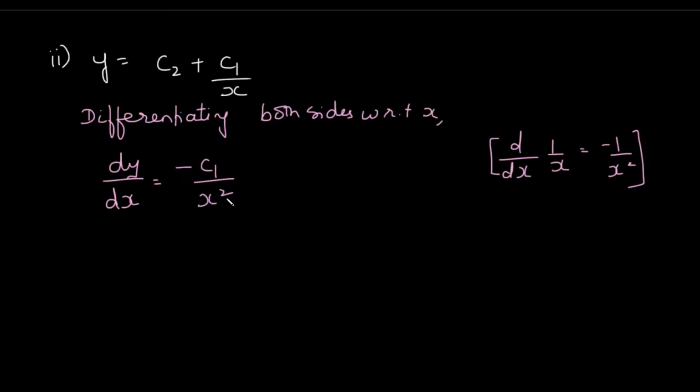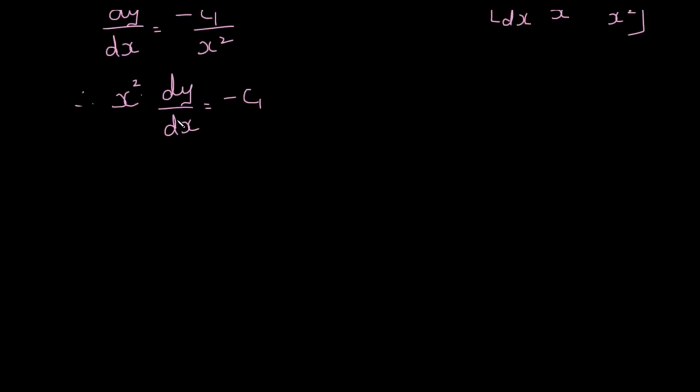Now to simplify it further, let us bring this x square term on the LHS. So we have x square into dy by dx is equal to minus c1. Then in the next step, we find the derivative once again to eliminate this c1. So c2 is gone. Now c1 has to be removed. So we differentiate once again.